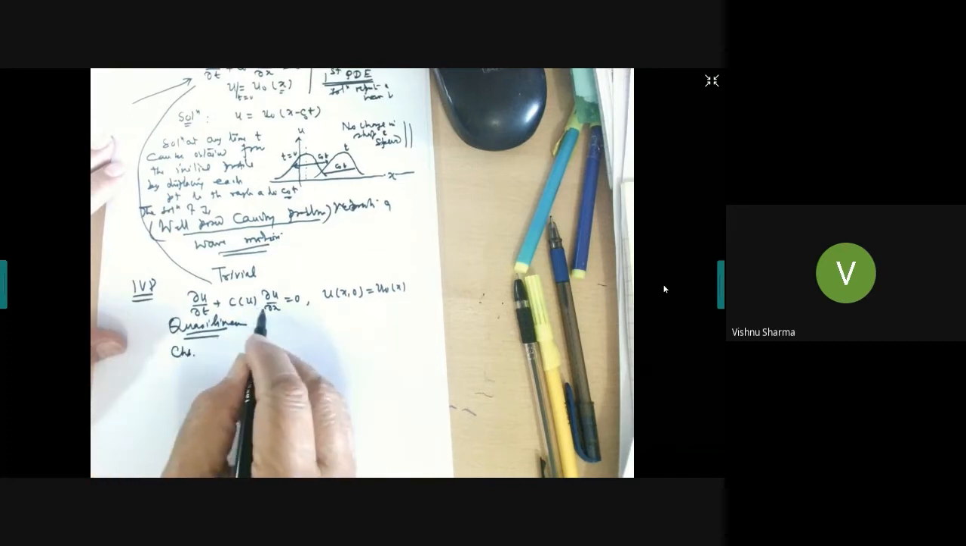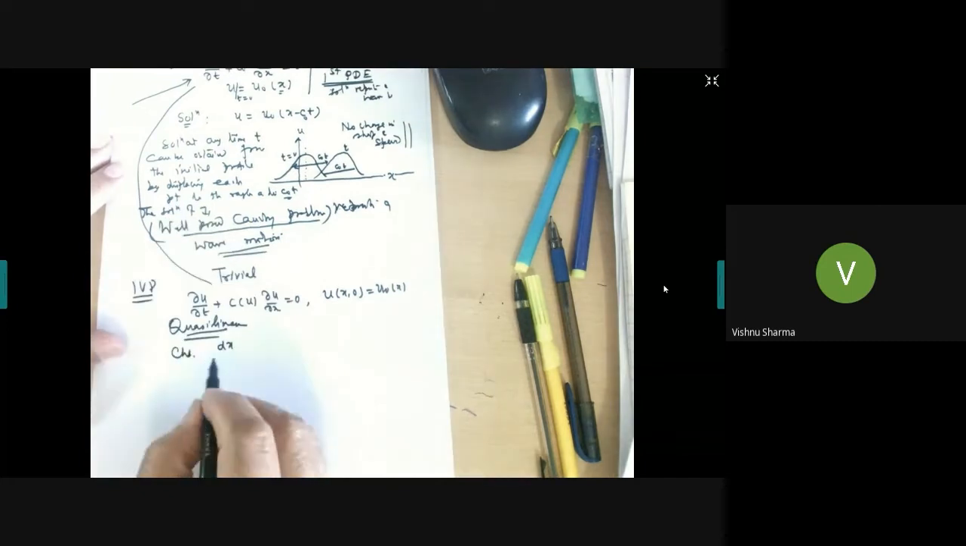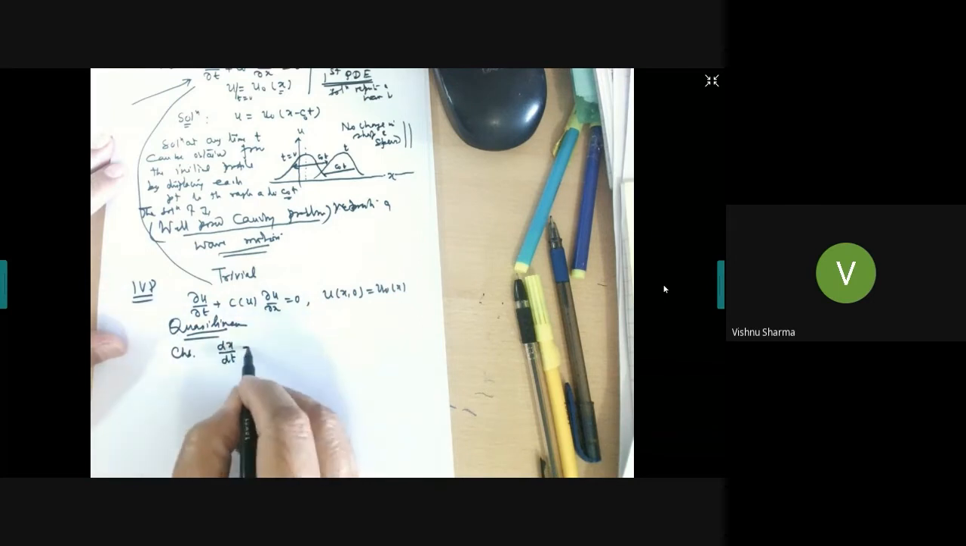dx upon C, right? So what are the characteristic curves? Now in short, I will write everything. There is no need of repeating everything which I have done. These are the characteristic curves: dx/dt is equal to C of u. Am I right?